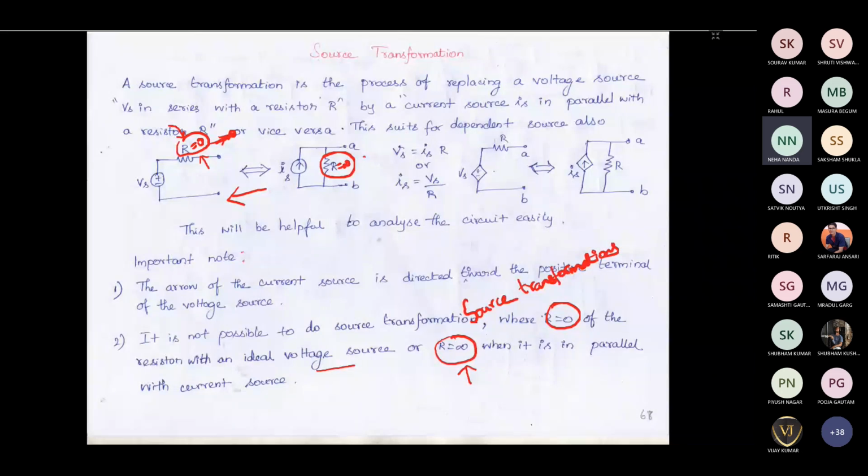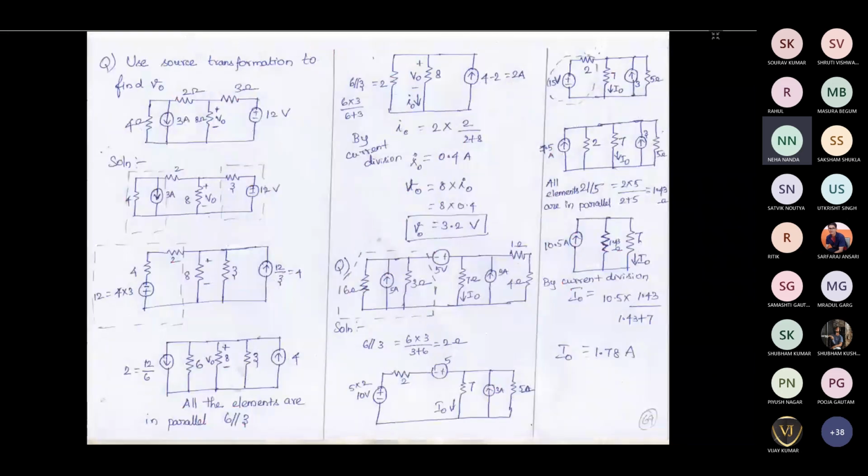Okay. So let us see. This is the circuit. This is what we need to solve. So what we need to do, we need to find V naught. It is already clearly mentioned: use source transformation to find V naught. Okay. So now you can see that the 3 ampere source is going in the downward direction, and for that the 4 ohm resistor is connected in parallel.